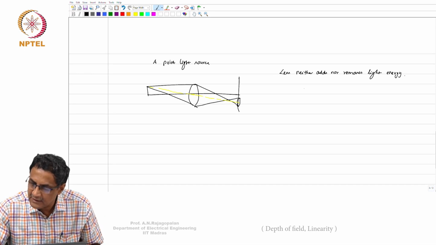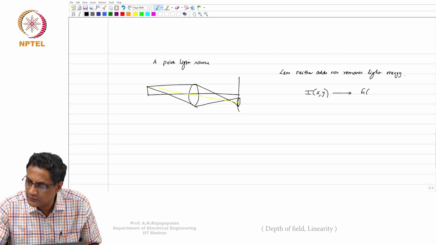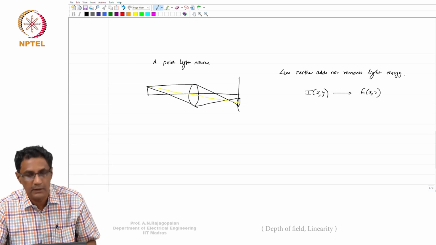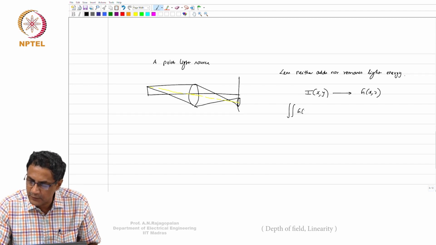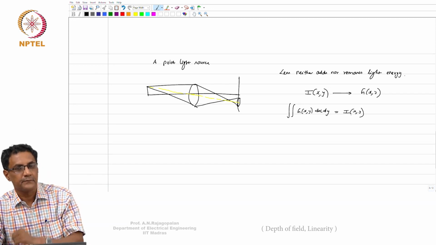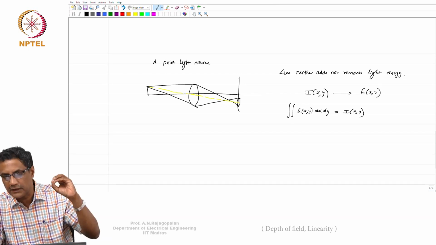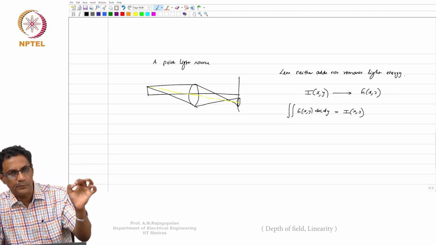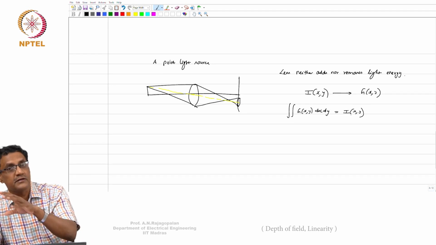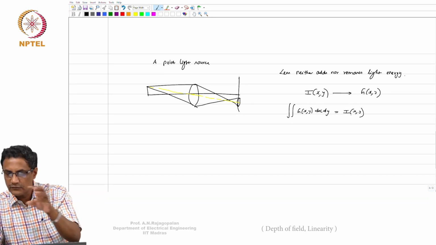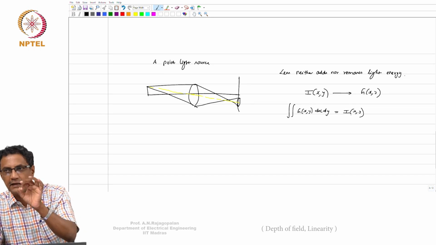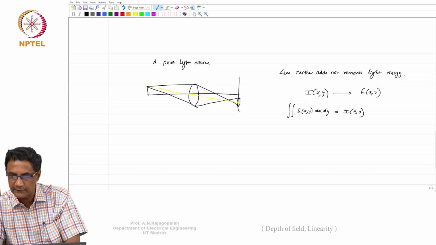So what this means is that if I of xy is a point light source, and it gives you g of xy, which could be blurred, then the double integral of g of xy dx dy should be equal to I of xy. Correct? This is if you had a point light source. I'm not trying to write out a convolution model. I'm just saying that if it spreads, because the lens is not going to take off anything, you just add up all the intensities within the blurred circle. It will add up to what you saw as a focus point.